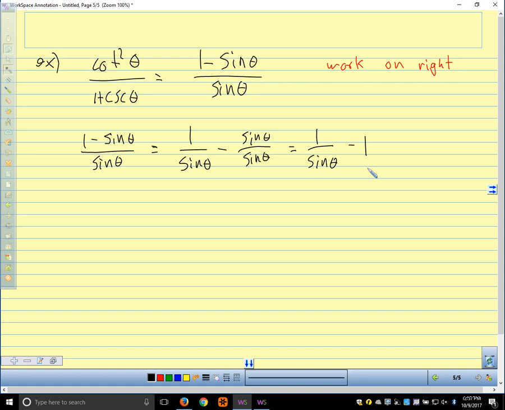Well, let's see, did I do this? Hang on, let me make sure I wrote this all down. So 1 over sine theta, what is that? All right, so we have cosecant theta minus 1. Well, what do we want in the denominator over here? 1 plus cosecant theta. So let's multiply by 1 plus cosecant theta.